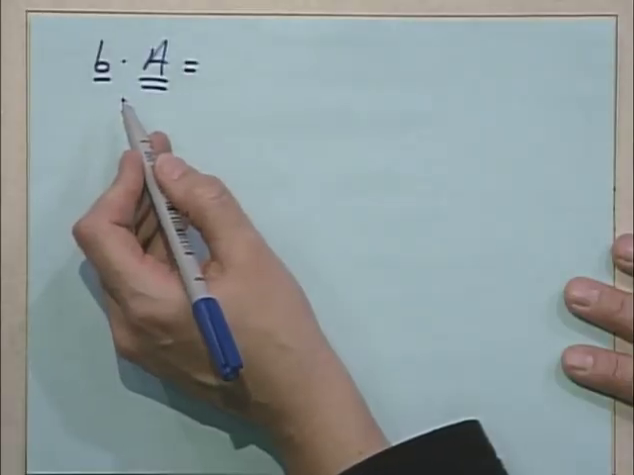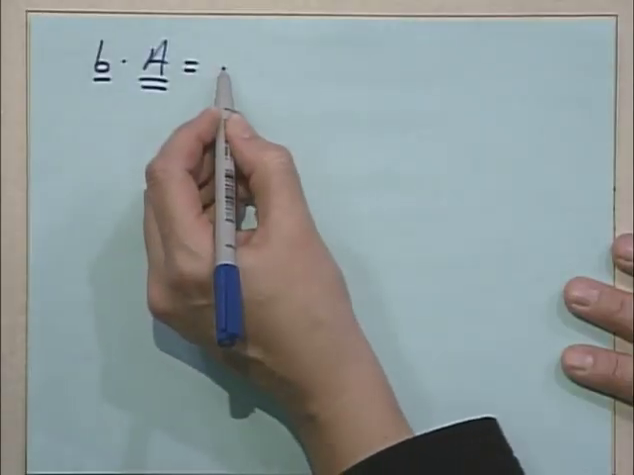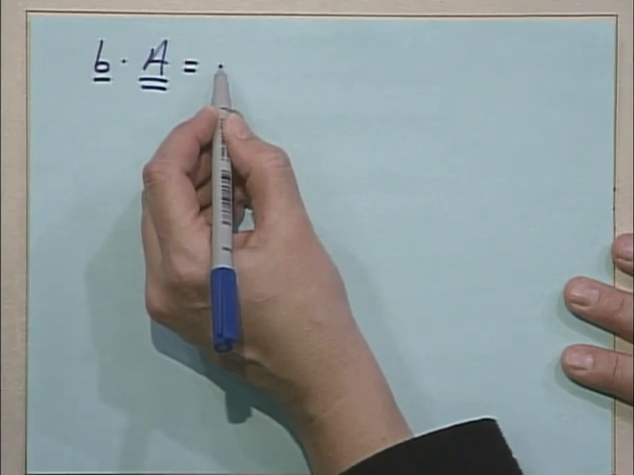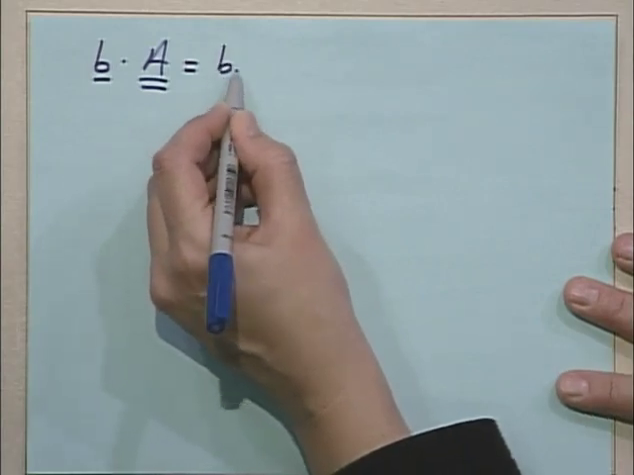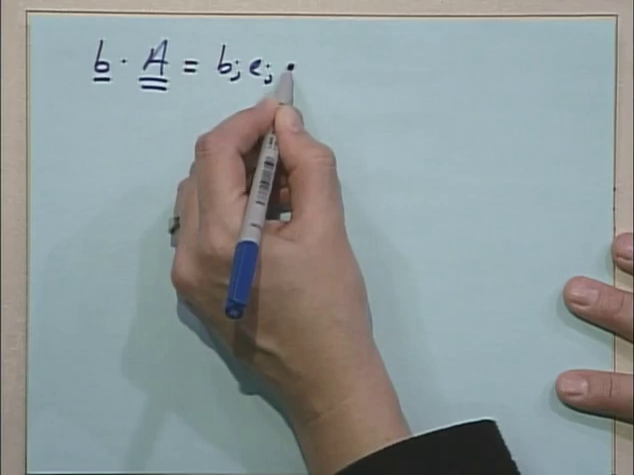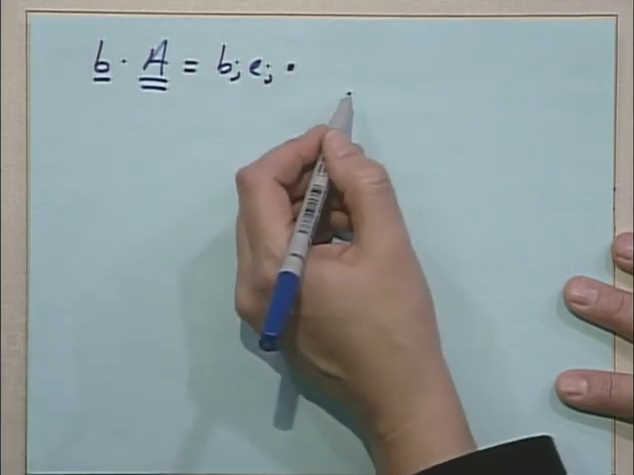So how would we start writing this? How do we write a vector b in Einstein notation? Bj Ej. Right, Bj Ej. Put the dot in, and then how do we write the tensor?